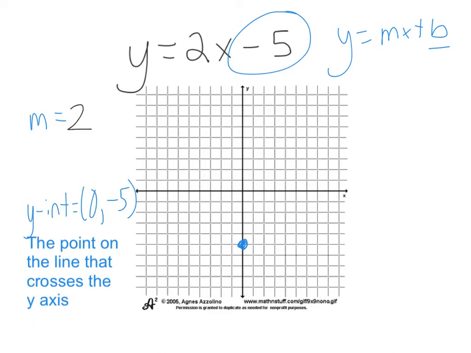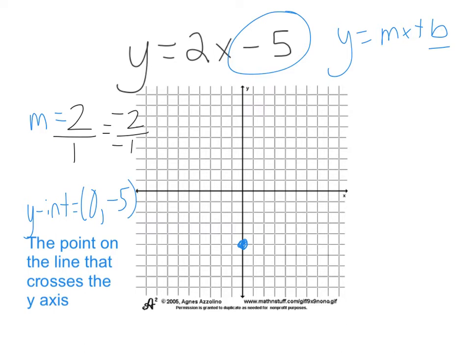Now I usually want to write slope as a fraction, so I know that I can write 2 as 2 over 1. Now there's another way to write 2 over 1. This 2 over 1 is the same thing as negative 2 over negative 1, because I know a negative 2 divided by a negative 1 is going to equal a positive 2. So 2 negatives is the same as 2 positives. These are both my slope.